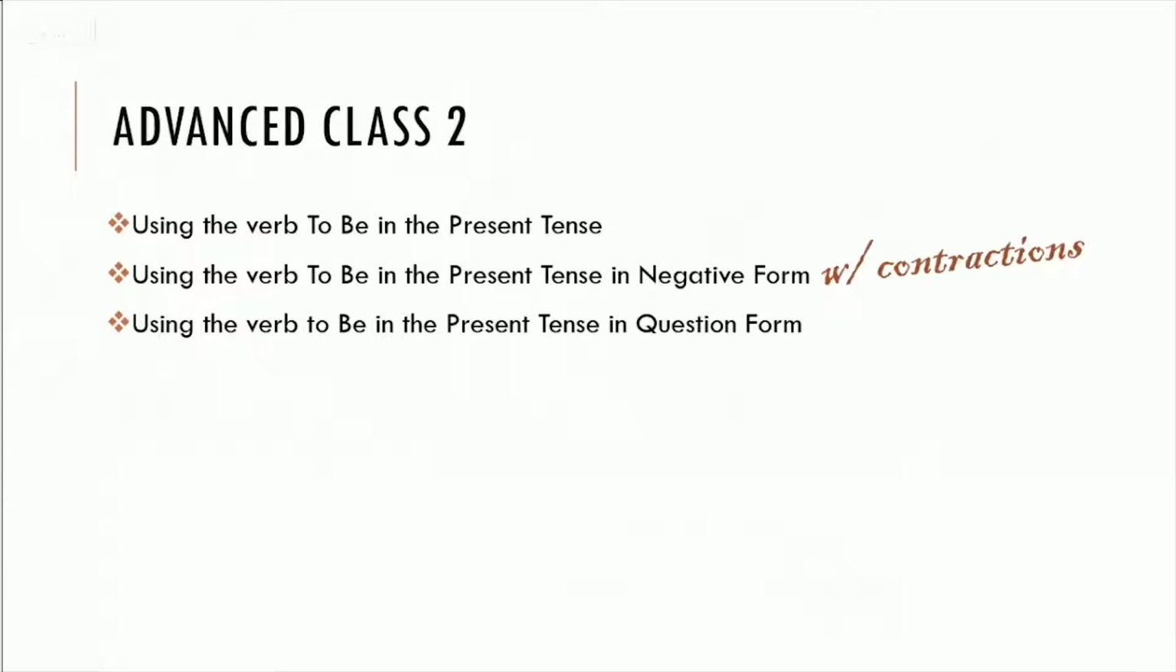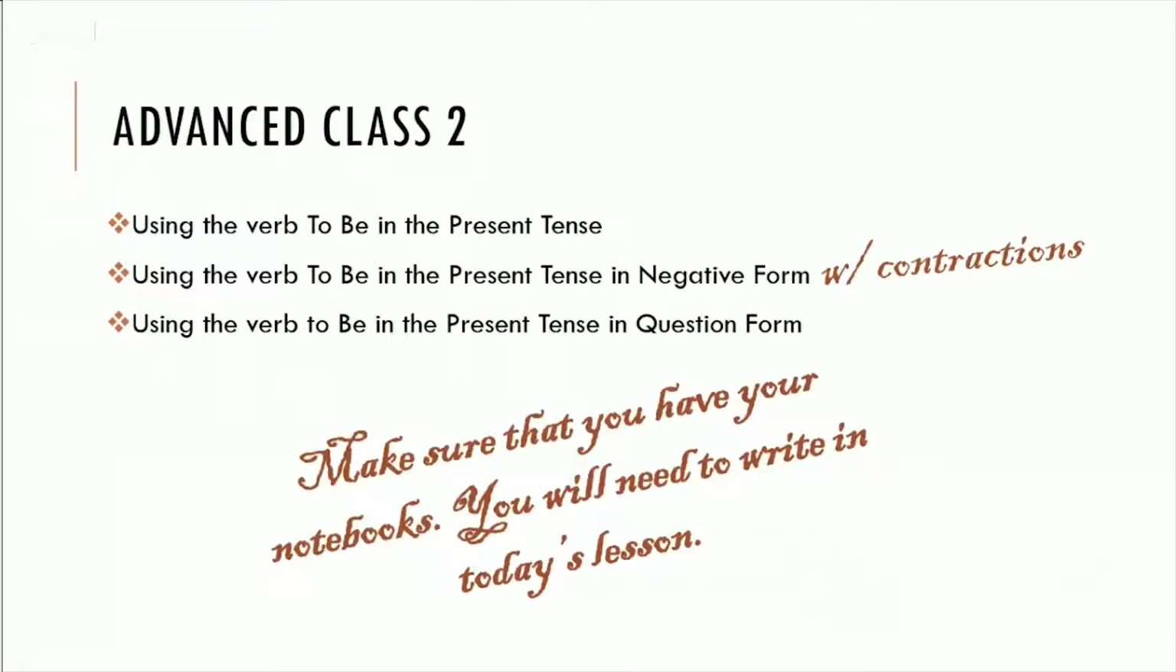And we're also going to be using the verb to be in the present tense in question form. So those are the three things that we're going to do today, right? We're going to look at the present tense in negative form, the present tense in negative form with contractions, and question form. And I want everybody to make sure that you have your notebooks.